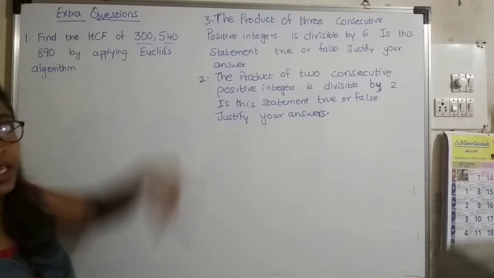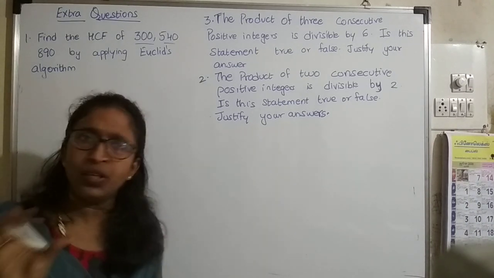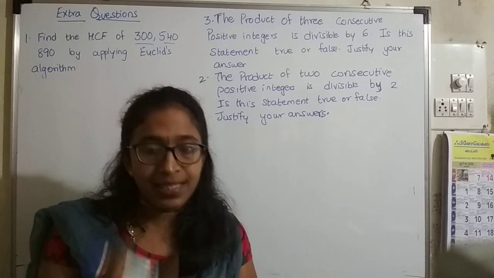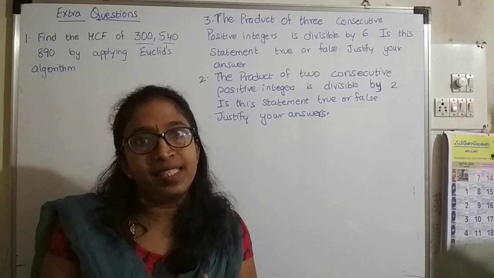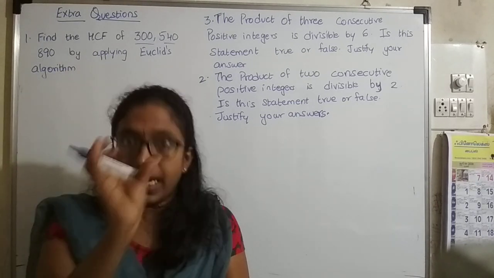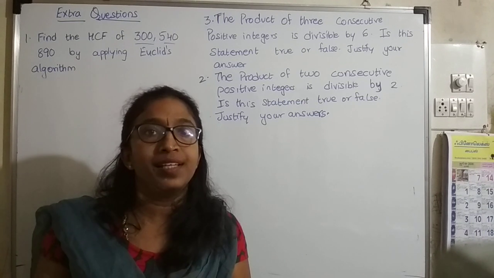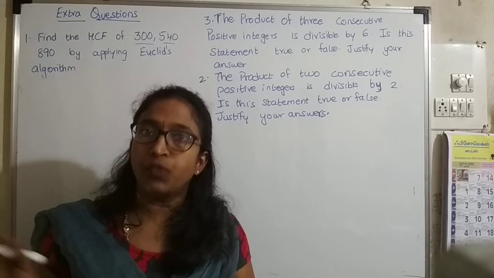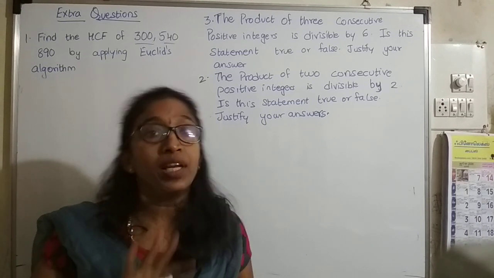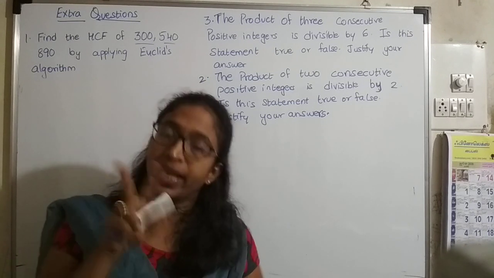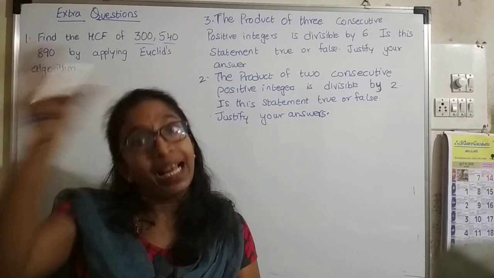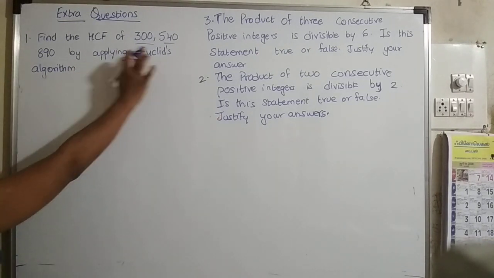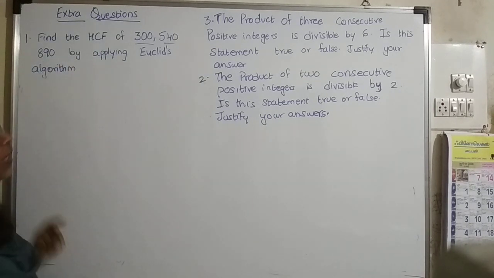Now to find the HCF of three numbers, first select any two numbers and find the HCF of those two numbers. Then take whatever HCF you get and the third number, and again find the HCF of those two numbers. You will get the HCF of three numbers. I repeat: select any two numbers, order is not important, find their HCF, then that HCF and the third number will give you the HCF of three numbers. Okay, let's solve it: find the HCF of 300, 540 and 890 by applying Euclid's algorithm.